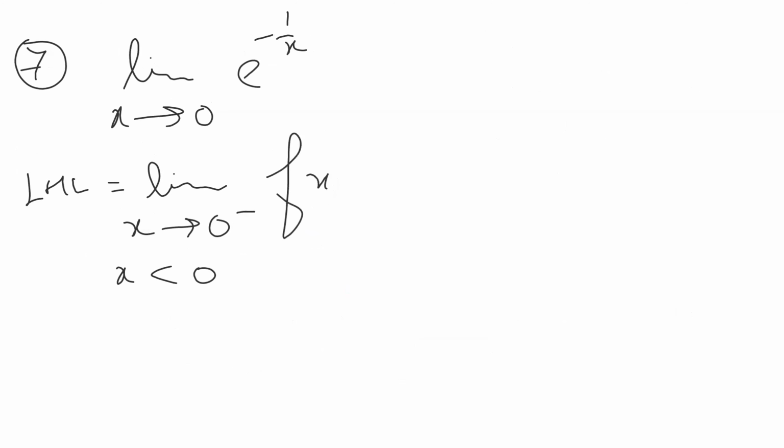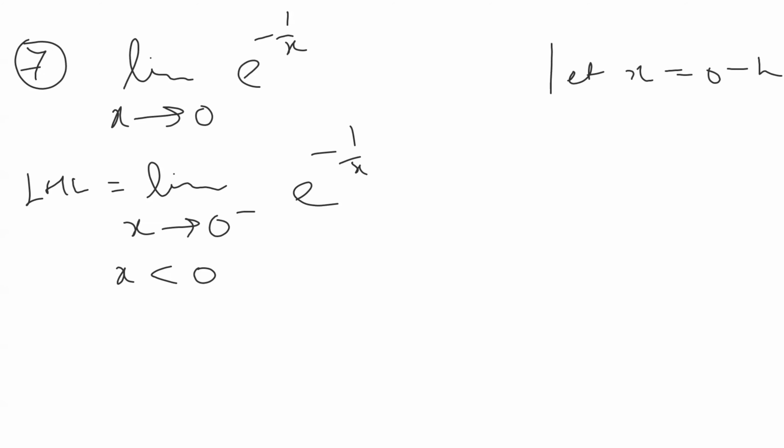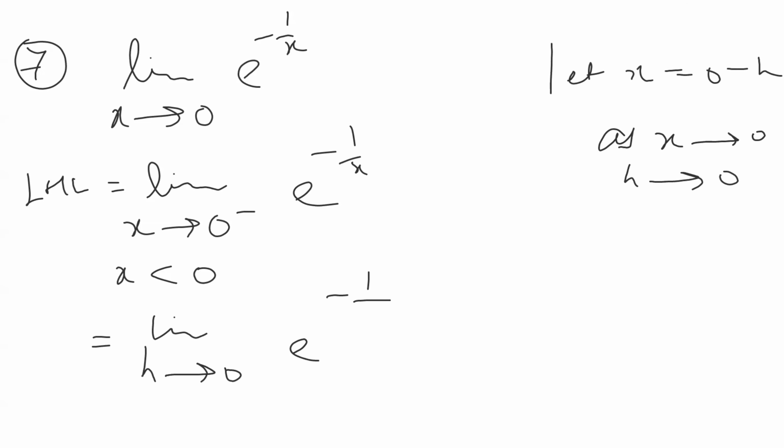f of x is nothing but e raised to minus 1 by x. Let x is equal to 0 minus h. We are changing the limits here. As x approaches 0, h will also approach 0. So the limit as h approaches 0 of e raised to minus 1 upon 0 minus h, which is e raised to minus 1 upon 0 minus 0.